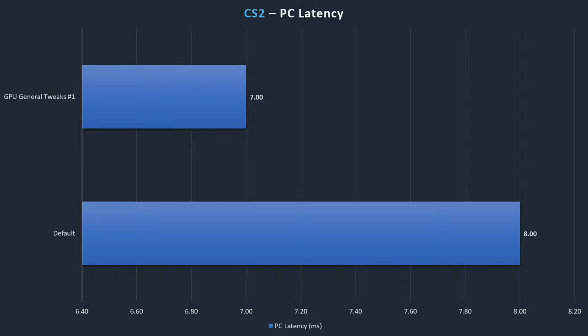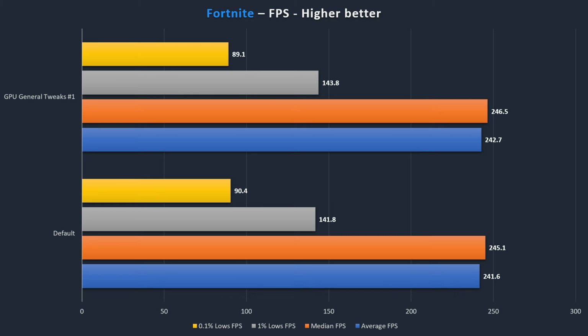Now you will ask me, did you really see such a huge improvement? I don't know, guys. I don't know if I trust FrameView or not. It's the only way at this moment to test the PC latency. So for now I trust it, and I say that we have 1 millisecond lower in this case for my test for CS2. Now let's see the Fortnite FPS part.